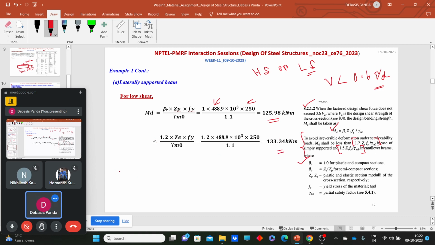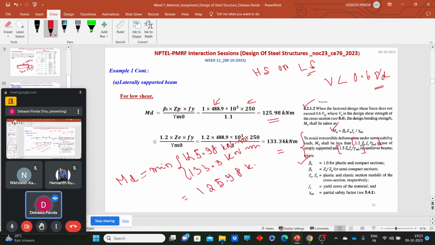So what is the design bending strength? The design bending strength Md for the laterally supported case and simply supported beam becomes the minimum of these two: the minimum of 125.98 kilonewton meter and 133.3 kilonewton meter. So that comes as 125.98 kilonewton meter. Now let's quickly check for the laterally unsupported case.